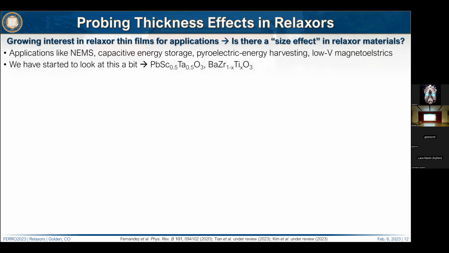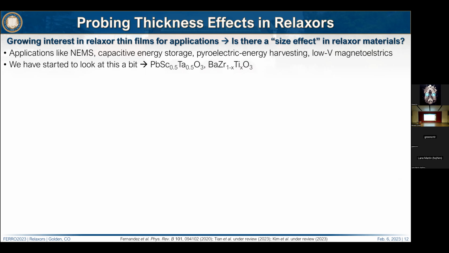Okay, so we've been building out a picture of how these relaxor films respond. And part of this is because there's a growing interest in using these things for applications. Brahim just gave us a great example of one. And there's other things out there. There's lots of nano electromechanical systems. People are interested in capacitive energy storage. We talked about this this morning. We've been looking at pyroelectric energy harvesting over the years.